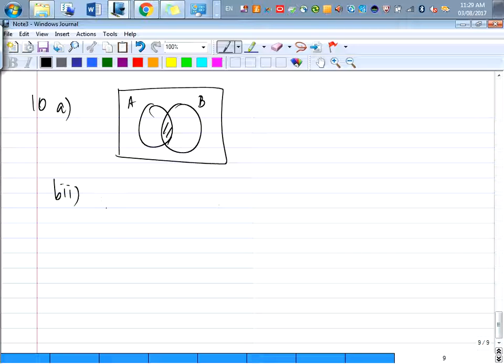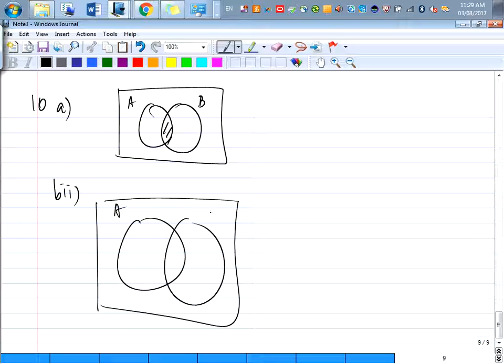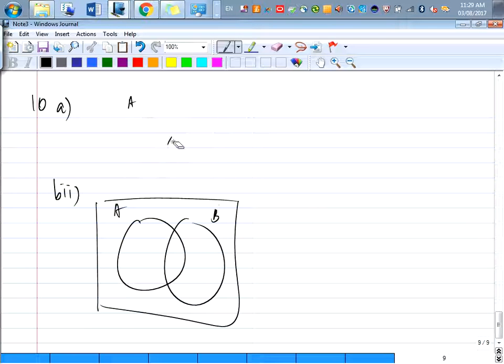B, part 2. They say that this is your A and B. Then E. They say that when E intersects A, you get this. What is this? Okay, so in words, E intersect A is not an empty set. Okay? E intersect A is not an empty set.